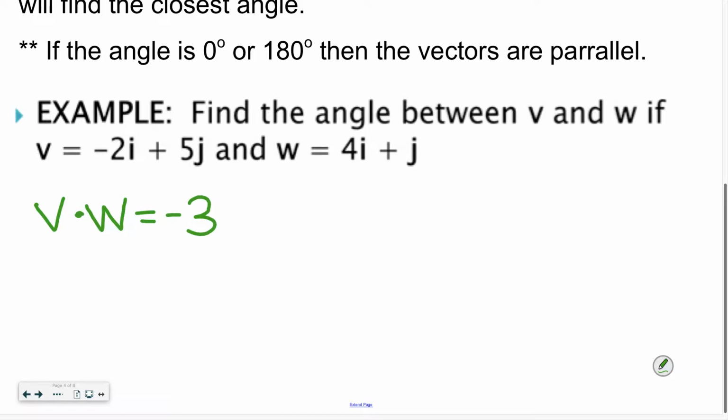Okay. Let's talk about the magnitude of v. The magnitude of v. v1 squared plus v2 squared would give us radical 29. 4 plus 25 is 29, right?